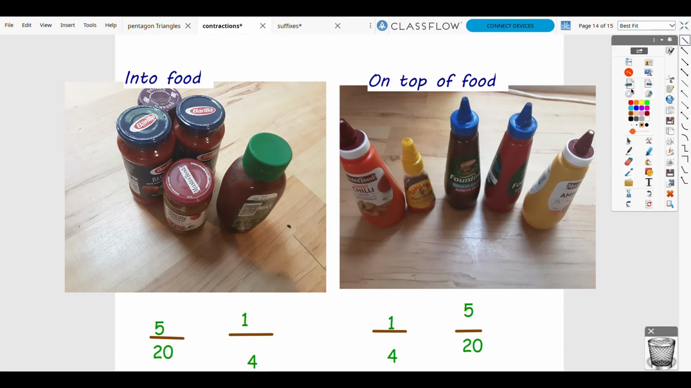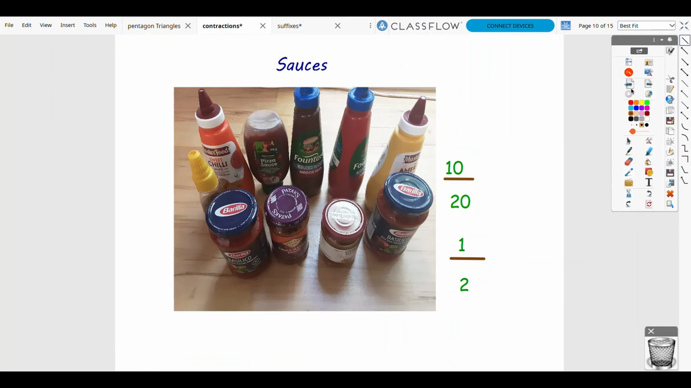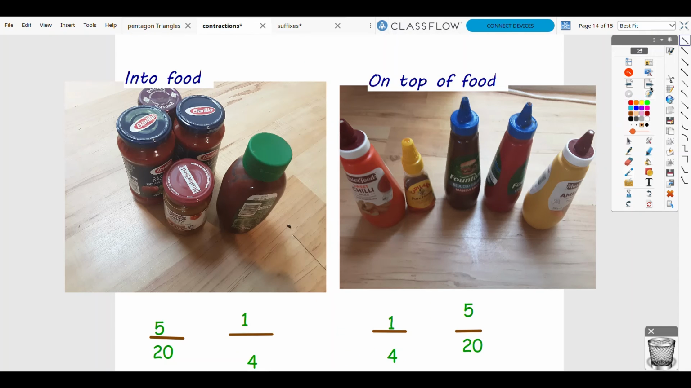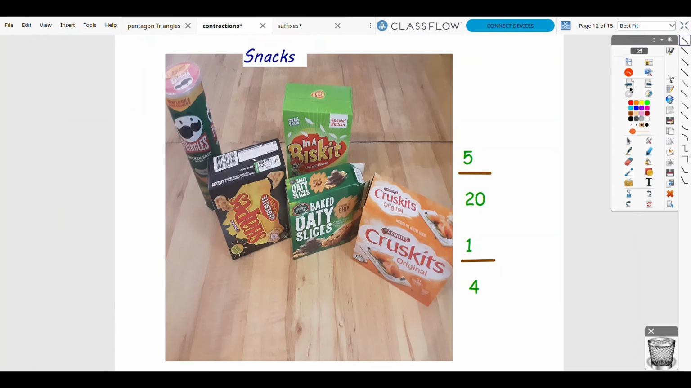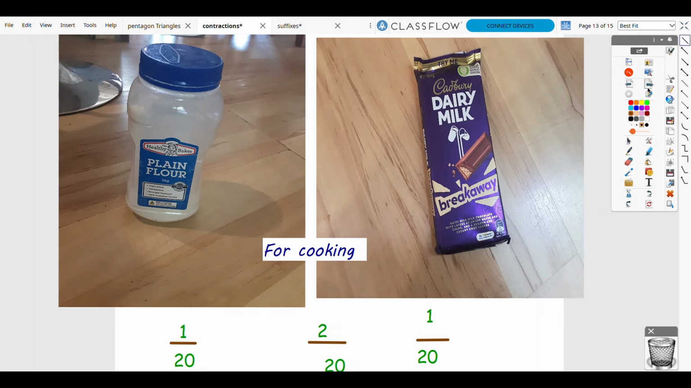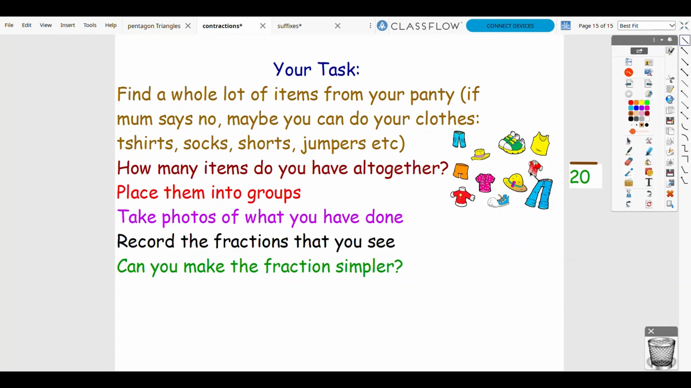And you might make mixed groups, so you would know that at the very start, I had all these sauces, but then I broke them up into different types of sauces. You know, I had for cooking things, I had snacks. So you'll be able to do that with your clothes. You might even decide to make winter clothes, summer clothes, winter socks or short socks, like ankle socks compared to normal socks. There's all sorts of different things you can do.